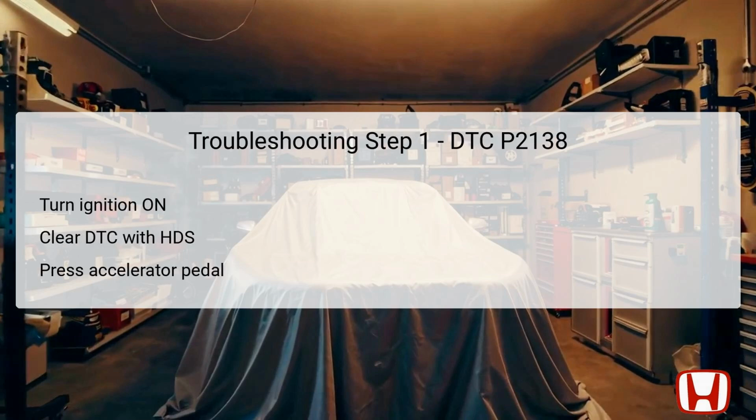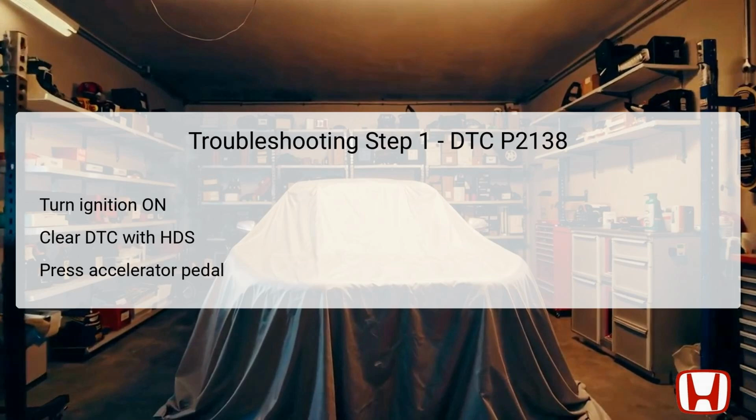The first step in troubleshooting DTC P2138 involves problem verification. Begin by turning the ignition switch to the on position, which powers the vehicle's electronics without starting the engine. It is essential to clear the existing DTC using the HDS, or Honda Diagnostic System, which resets the systems and allows for re-evaluation of any trouble codes. After clearing the code, fully press the accelerator pedal to the floor. This action helps to replicate the condition that caused the code to trigger.